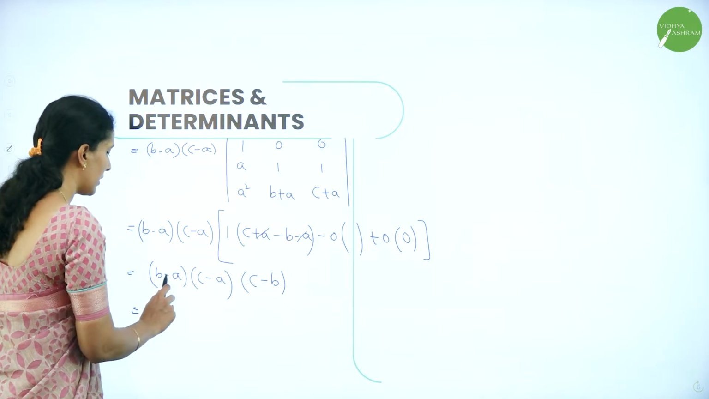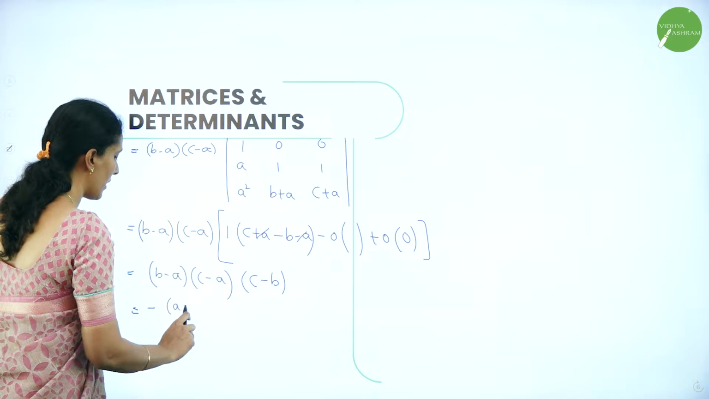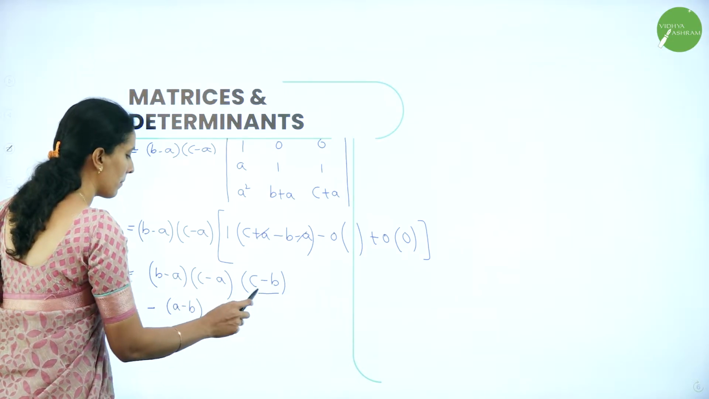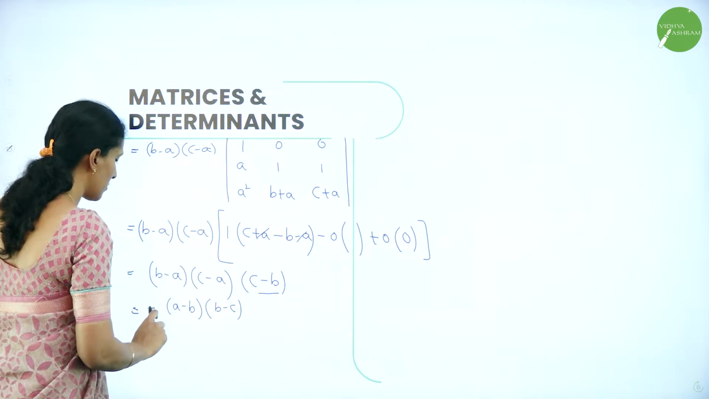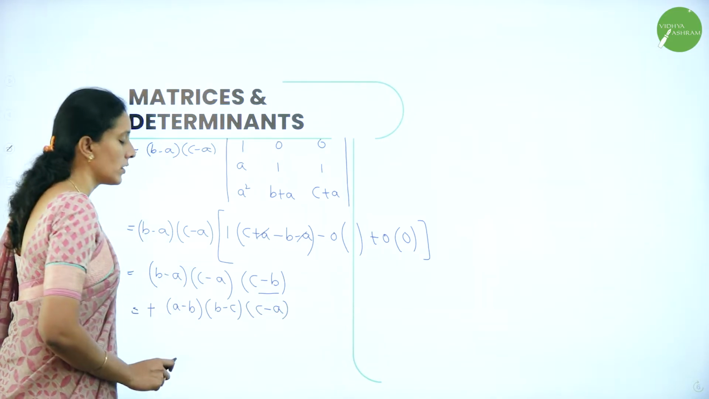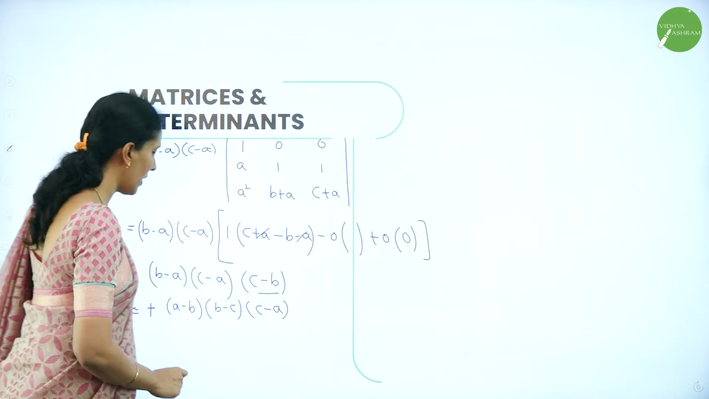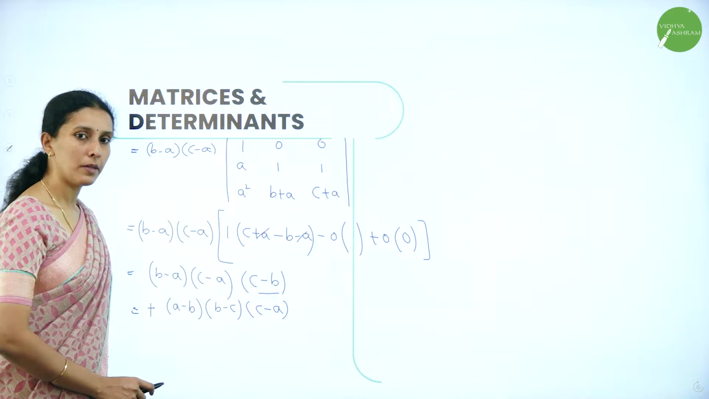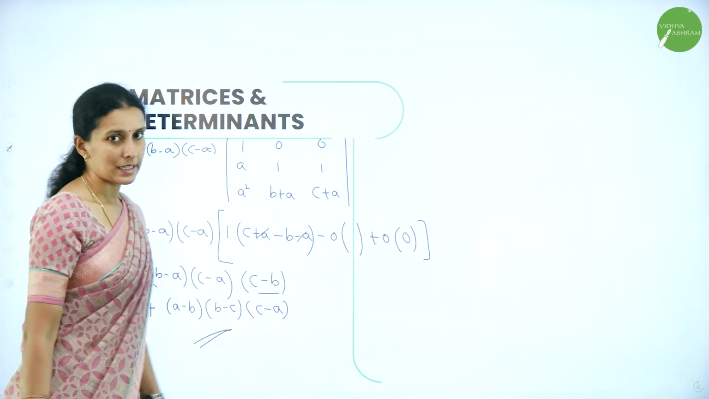So let me take minus as a common factor. So this becomes A minus B. Here I'll take minus as a common factor, which becomes B minus C. Then minus into minus becomes plus. And the last one is C minus A. So whatever they have given, A minus B, B minus C, C minus A, we have got A minus B, B minus A, C minus A. Hence we have proved the result.